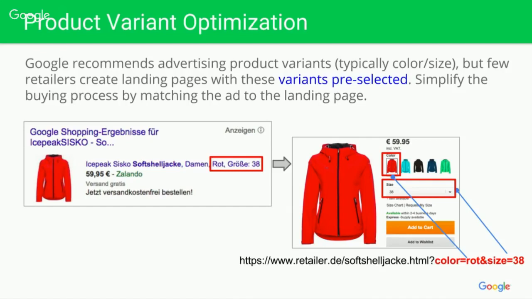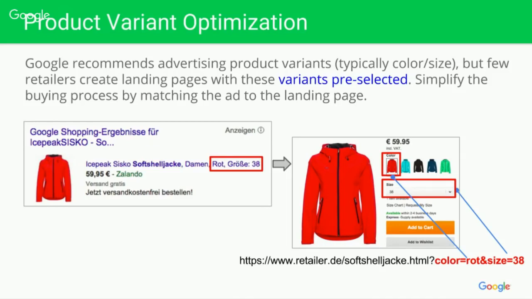So think of that experience from a consumer's perspective, and think of it on a mobile device where I've already picked the jacket in red, size 38. That's the product I want. When I go to your site and I have to reselect the size and color that I just selected in the ad, it creates a barrier to entry, a barrier to conversion.